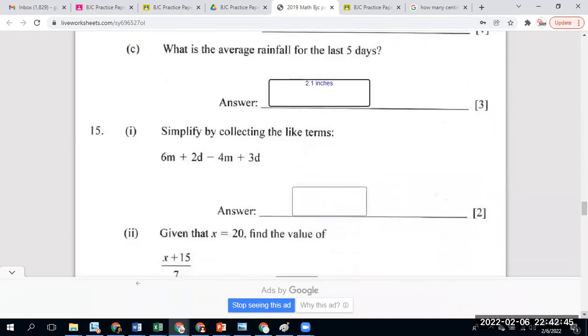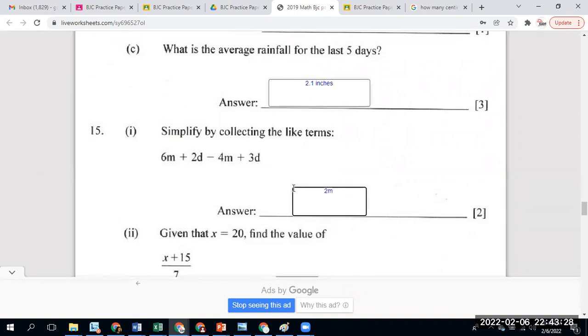Okay. Next, we move on to simplifying by collecting like terms. I have two expressions that are M's and two expressions that are D's. So what I want to do is group my like terms together. So I have 6M and I take the sign that's in front with it. If no sign is expressed, as in the case of the 6M, we assume that we're adding, it has a plus sign, a positive sign. So 6M minus 4M gives me 2M.